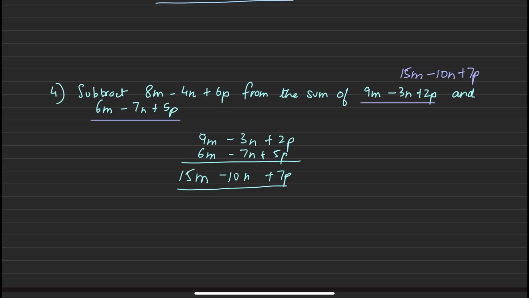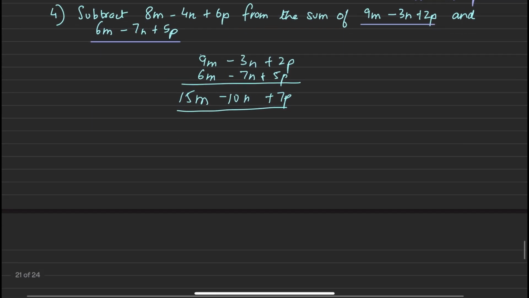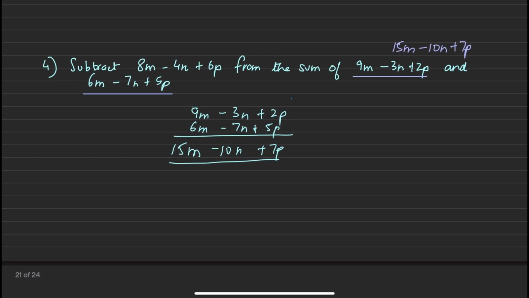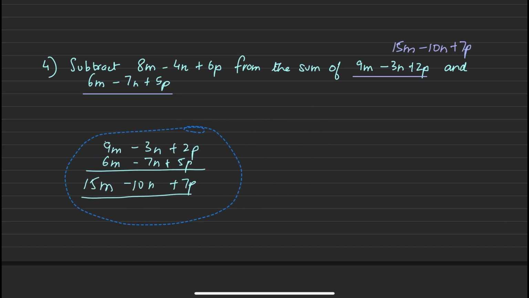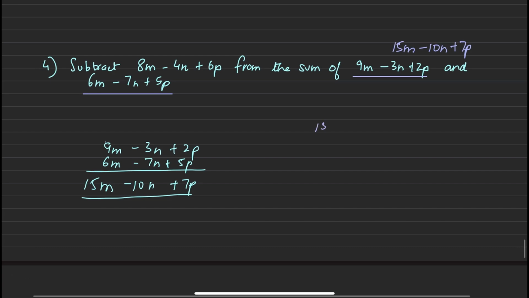Okay. Now look at the question again. Subtract this from this, because this is the sum. So after from, what is there? This answer is there. So first this will come in the first line, this will come in the second line, then we change the signs. That's it. It fits here only. So from 15m minus 10n plus 7p, we have to subtract the first expression, 8m minus 4n plus 6p.